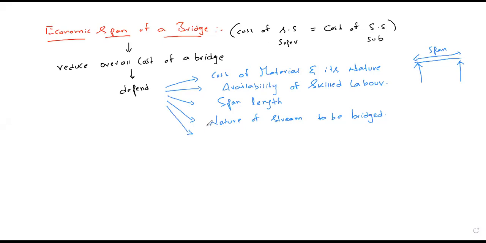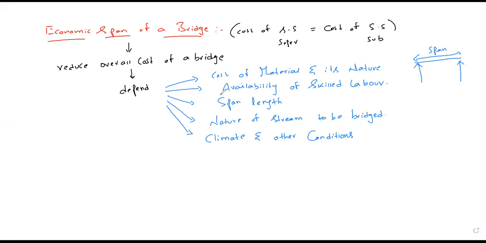Okay. And next one, climate and other conditions. Climate and other conditions are also going to reflect on the overall cost of the bridge. Understand? So these are the major dependencies of the overall cost of the bridge.